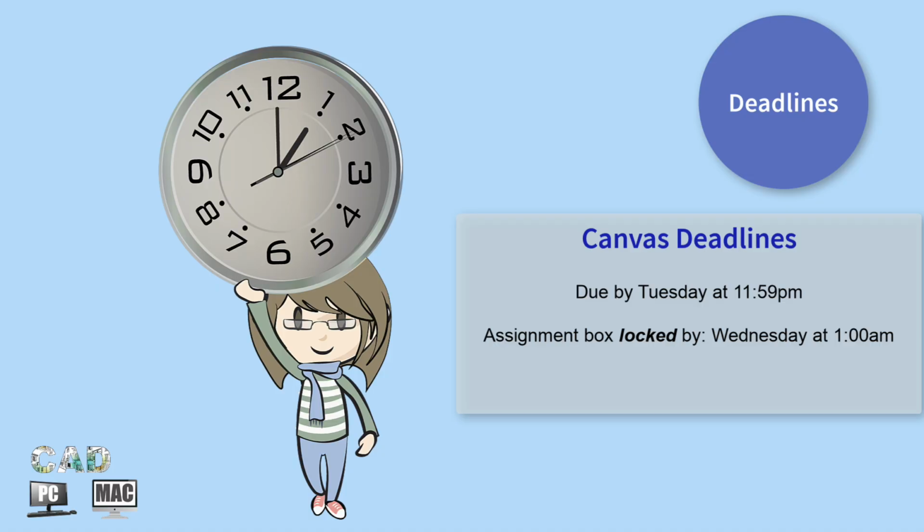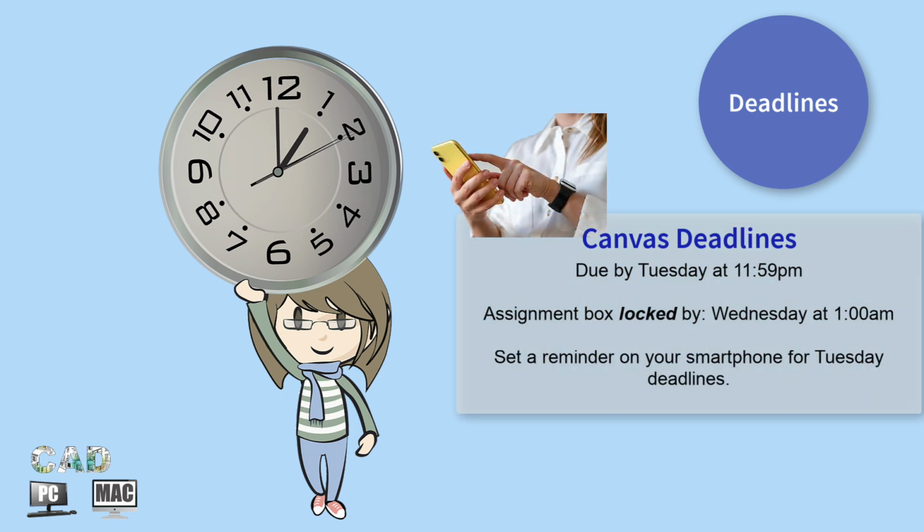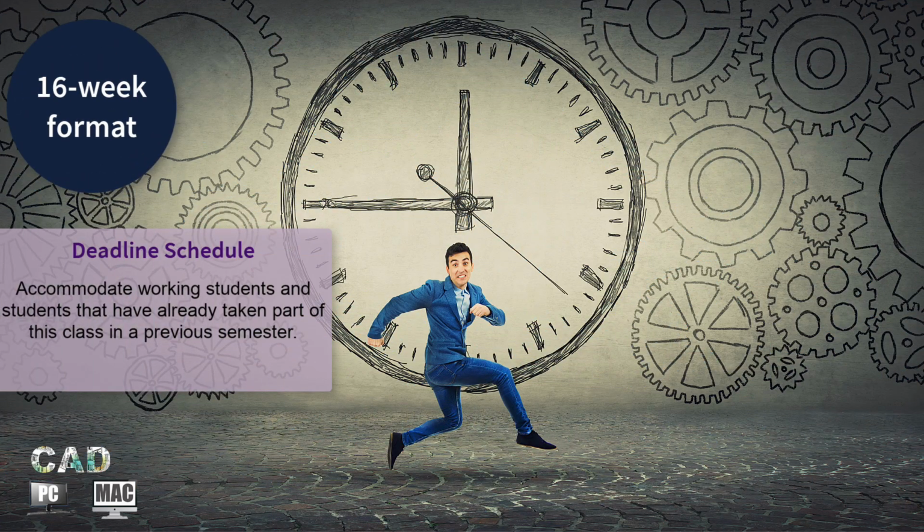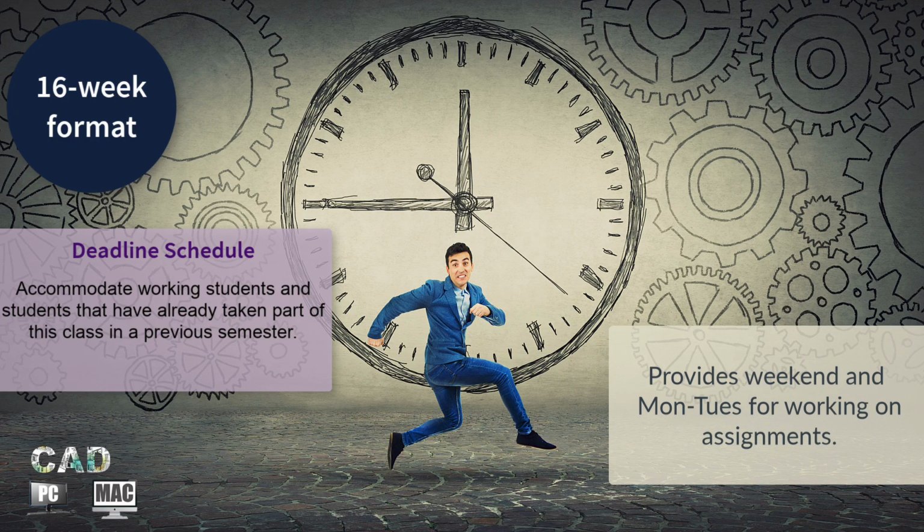You will be locked out of Canvas assignments by 1 a.m. on Wednesdays. This gives you a 1-hour grace period. Set a reminder on your smartphone for Tuesday night deadlines. This will repeat every week for the next 16 weeks. The deadline schedule was designed to accommodate students that work during the week by allowing time on weekends and Monday through Tuesday to engage with course material. The pace will feel fast, so consistent progress is essential.